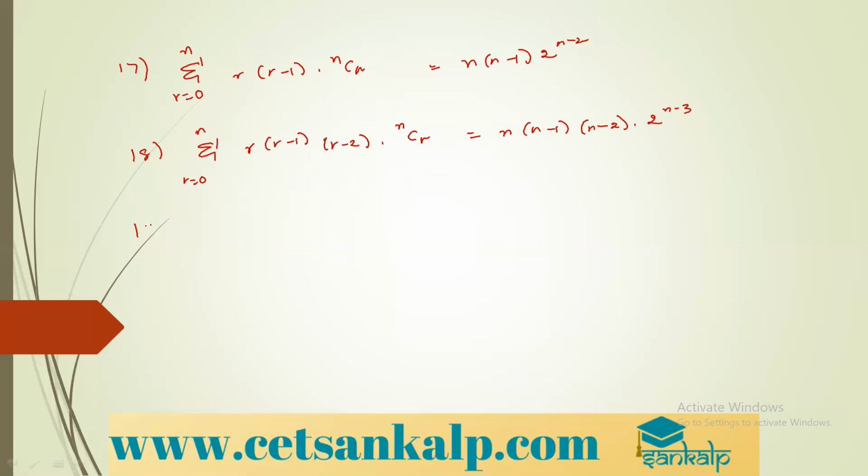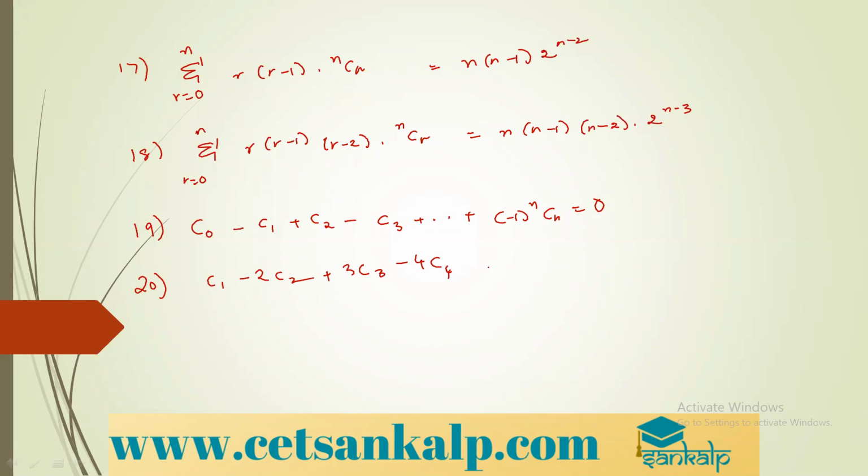Then comes the 19th formula. C0 - C1 + C2 - C3, and so on, up to (-1) power n Cn can be taken as 0. Similarly, in the 20th formula, C1 - 2C2 + 3C3 - 4C4, and so on, when it comes to (-1) power (n - 1) into n into Cn, that also will be 0.